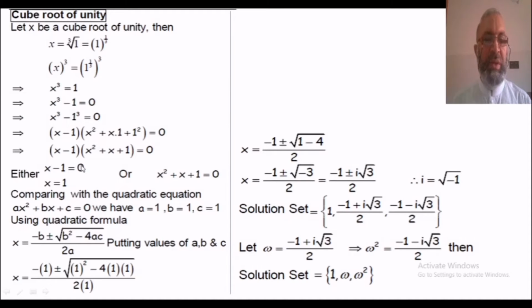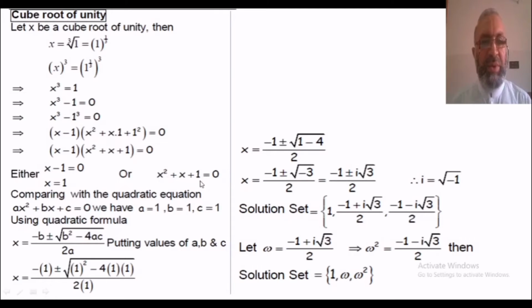Thus we get two factors: x minus 1 and the other factor x square plus x plus 1 equal to 0. If the product of two factors is 0, then each factor is equal to 0. So x minus 1 equal to 0 gives x is equal to 1. This is one root. Simplifying the second, we get x square plus x plus 1 equal to 0. We can solve this quadratic equation by completing the square or by the quadratic formula.